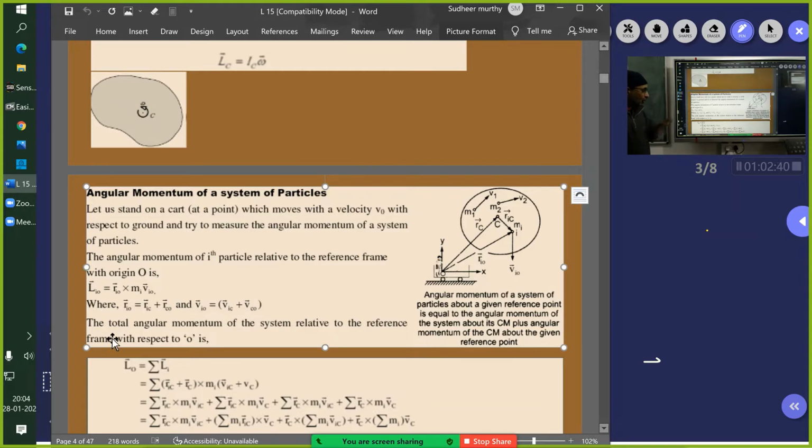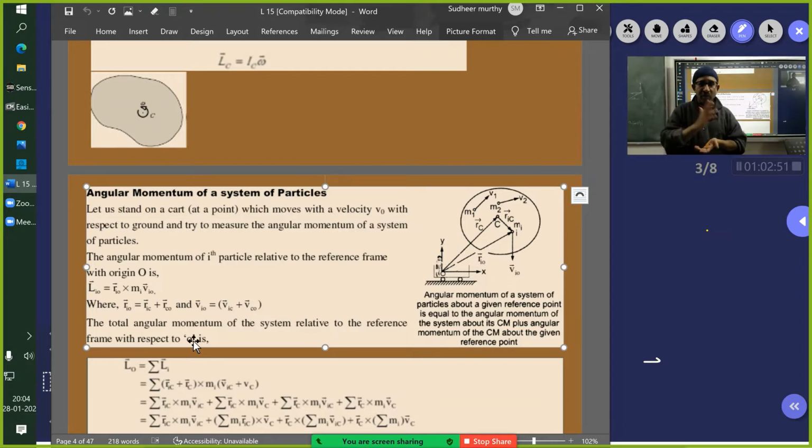Now this is important. The total angular momentum of the system relative to the reference frame is this. See, this is important because you see, a bullet that comes out of a revolver. You know what a revolver is? And what is a gun? In a gun, the bullet, when it's fired, will go straight. In a revolver, what happens? There is a groove inside. So when the bullet comes out, it will be rotating and also translating.